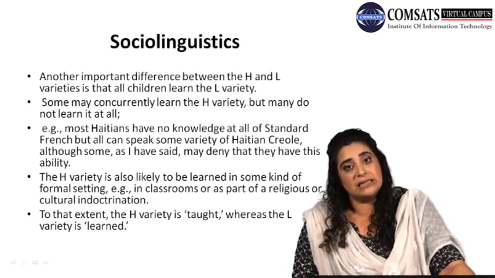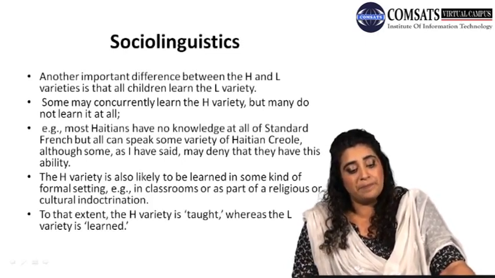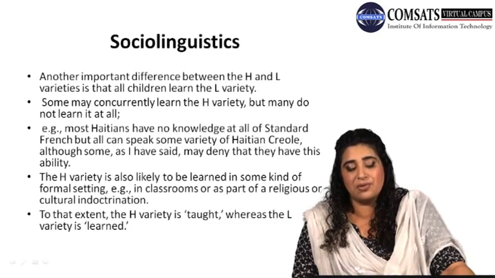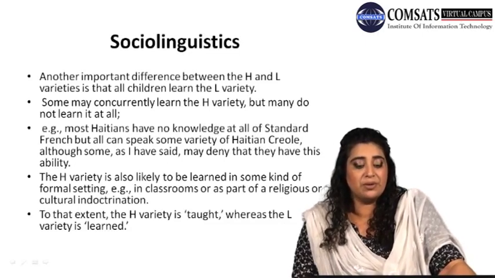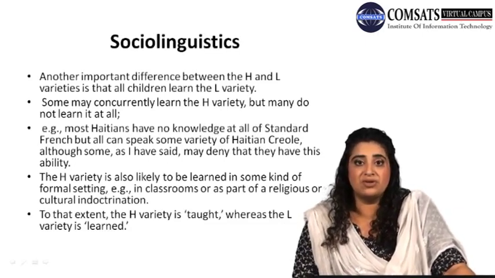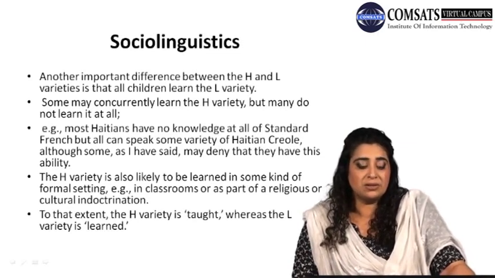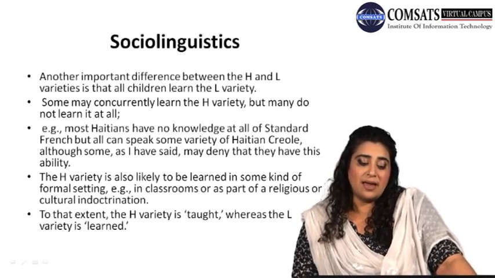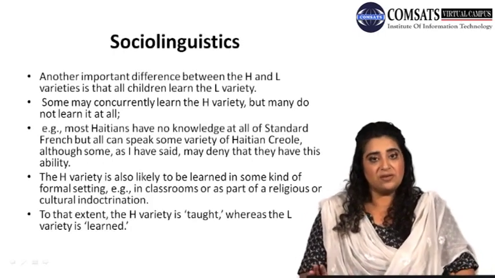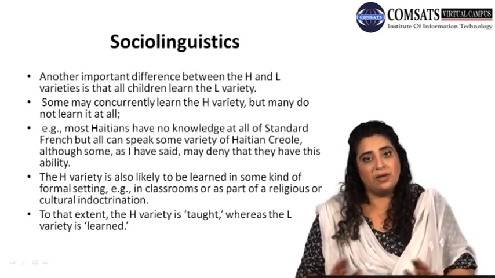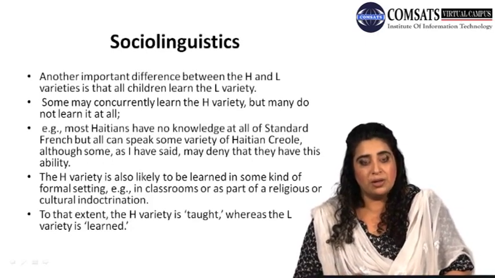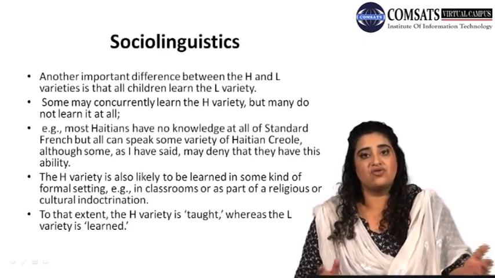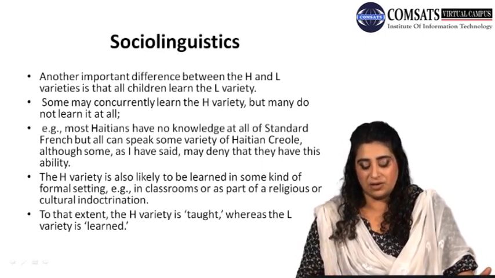So sometimes the children do learn the H variety in some kind of formal setting, maybe in a classroom or even in the university, or maybe as a part of religious teaching, or when somebody is teaching you about the cultural indoctrination. So to this extent, the H variety is taught, whereas the L variety is learned. So we teach the H variety because we're teaching them the more pure way of language, but the L variety is just learned because that is very automatic and natural for us to learn.